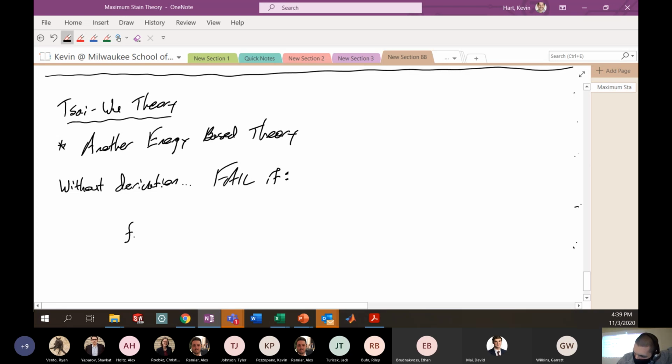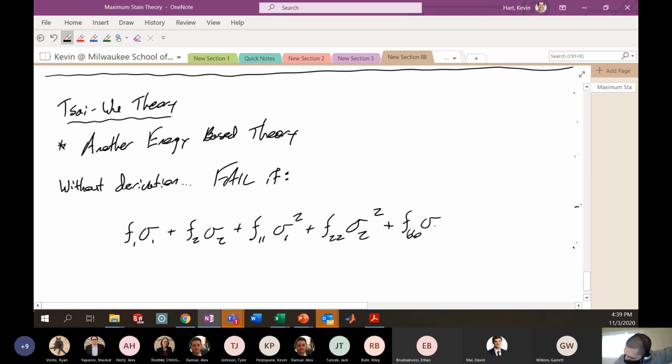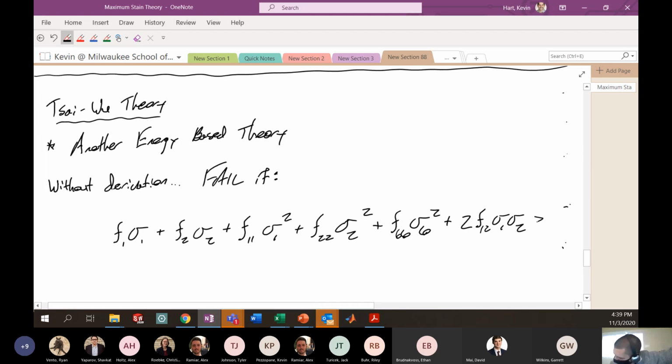Here we have these strange terms. Here's an F1 sigma 1, plus F2 sigma 2, plus F11 sigma 1 squared, plus F22 sigma 2 squared, plus F66 sigma 6 squared, plus 2 F12 sigma 1 sigma 2. If this is greater than or equal to 1, you fail.